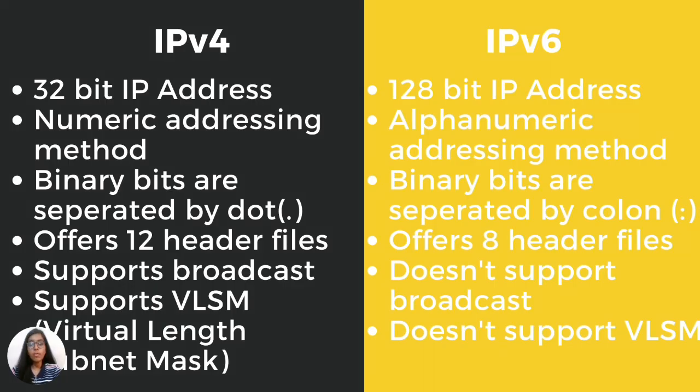Differences in both the versions of IP addresses are: IPv4 offers 12 header fields, whereas version 6 offers only 8 header fields. Version 4 supports broadcast, whereas version 6 does not support broadcast. IPv4 has checksum fields while IPv6 doesn't have checksum fields. IPv4 supports VLSM, that is Variable Length Subnet Mask, whereas IPv6 does not support VLSM.